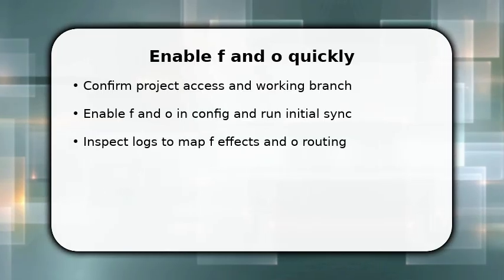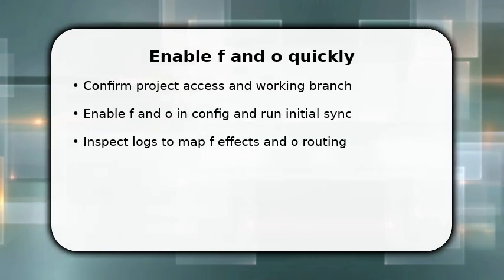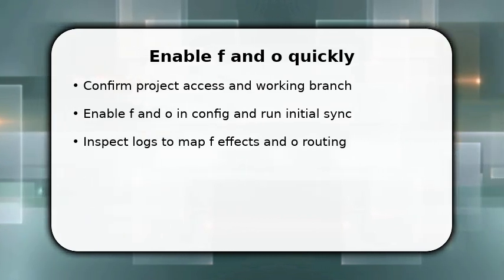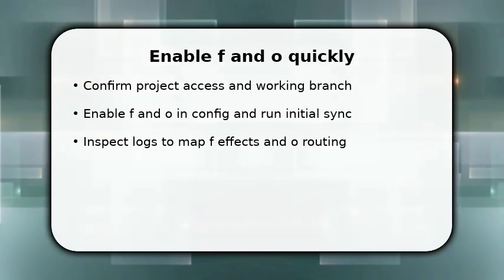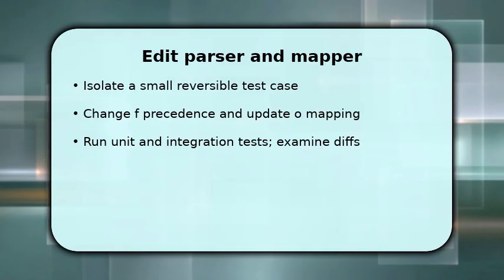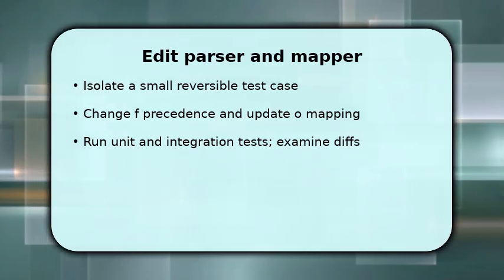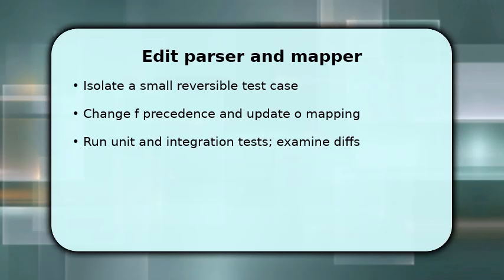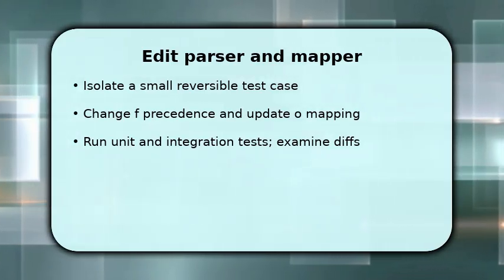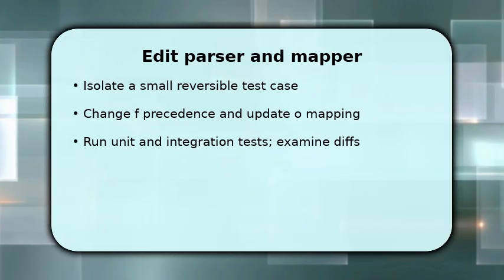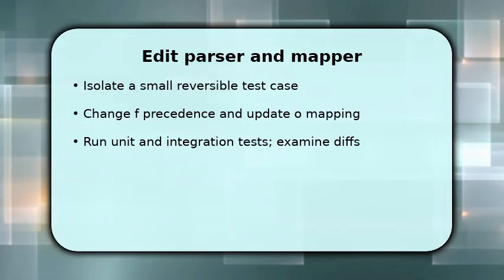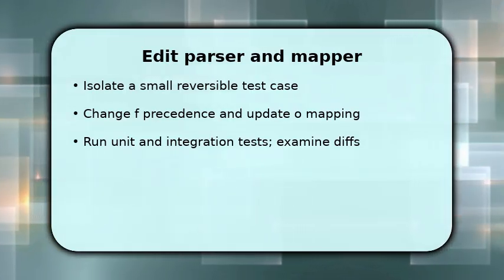Make sure to note where F influences formatting and where O controls output routing, so subsequent steps target the correct components precisely. Now you modify F and O presence inside specific modules, edit the parser rules and the output mapper. Start by isolating a small test case so changes are reversible, then change F's flag to alter transformation precedence and update O's mapping to redirect outputs to the desired channel. Once changed, run the unit tests and integration test suite, examine diffs, and iterate.